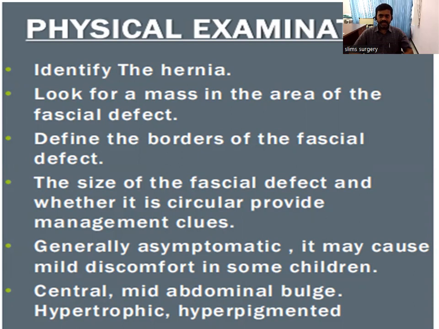Any visible gastric peristalsis, any visible intestinal peristalsis, anything is there. Any other swelling apart from this umbilical hernia, umbilical swelling. And genitals, apart from these things, you should check for the genital. You should examine the genital. So these are the things you should inspect. Okay.